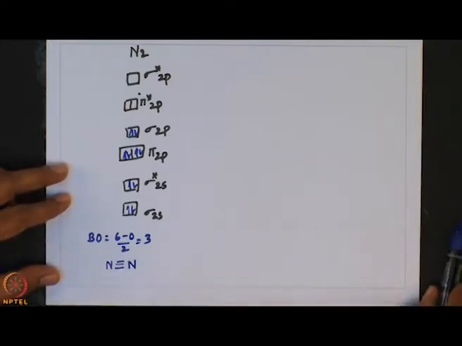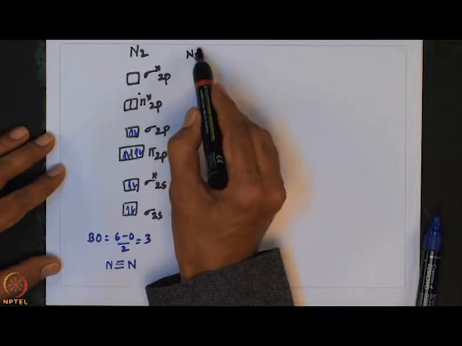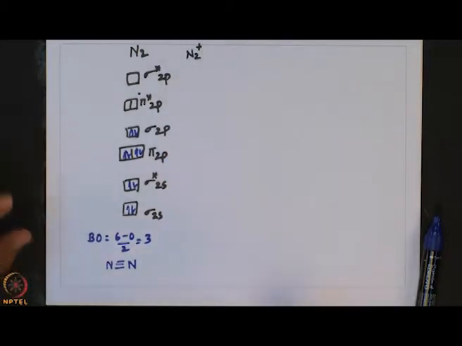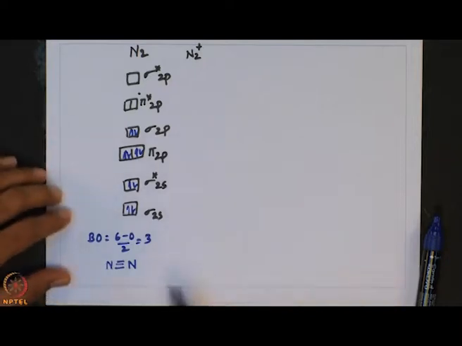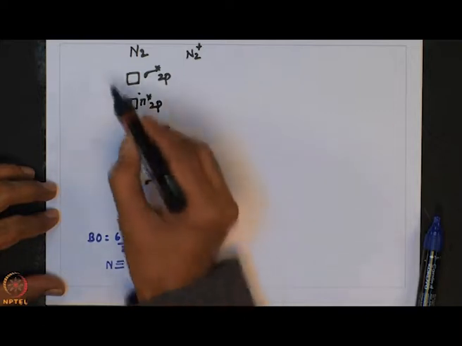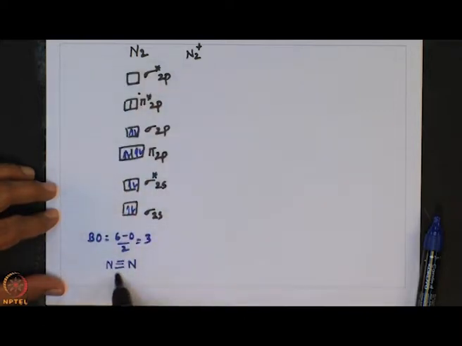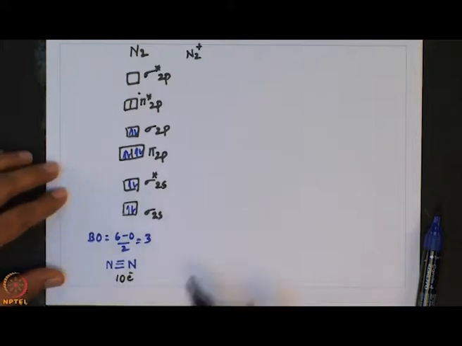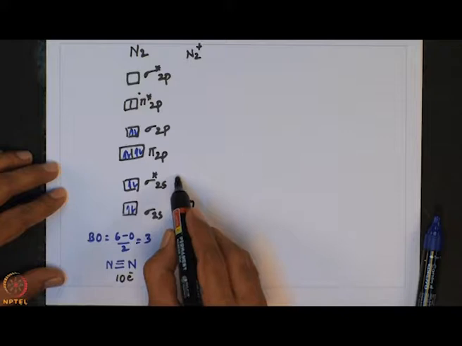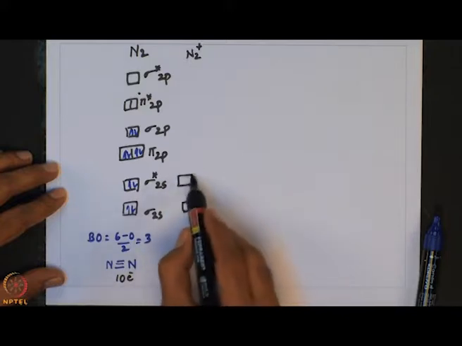Now let us look into N2 plus. In N2 plus we have 1 electron less. Here in N2 we have 10 electrons, and here we have 9 electrons. In the same fashion, I will start writing the molecular orbitals.